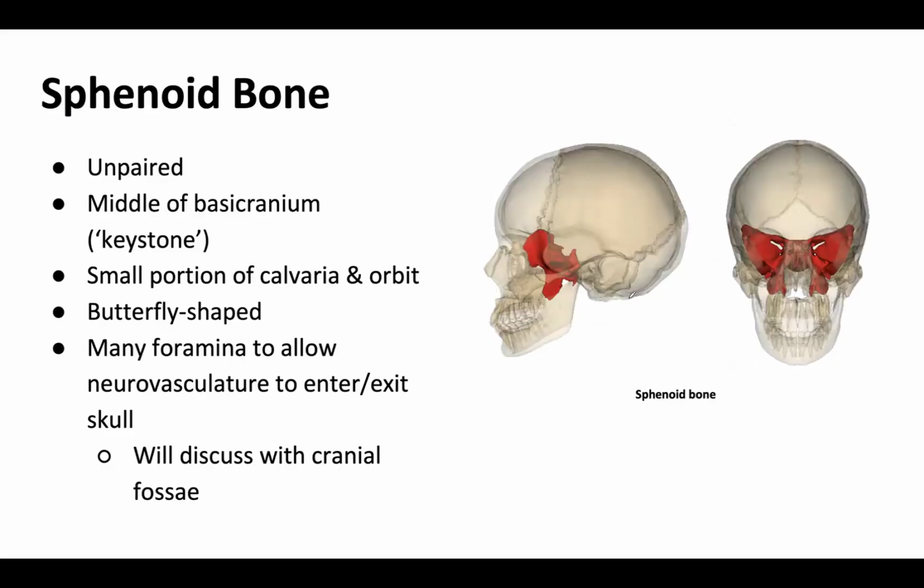The sphenoid is an unpaired butterfly or wedge-shaped bone that is located in the middle of the cranium. It's often called the keystone, particularly of the basicranium, because it articulates with all the other cranial bones in that region. It does form a small part of the lateral wall of the calvaria, and it also forms a portion of the orbit, but the bulk of the sphenoid is located in the cranial floor, and it will be hugely important for the numerous foramina present on the bone that allow neurovasculature to enter and exit the skull. And we'll talk about those more when we talk about the cranial fossae.